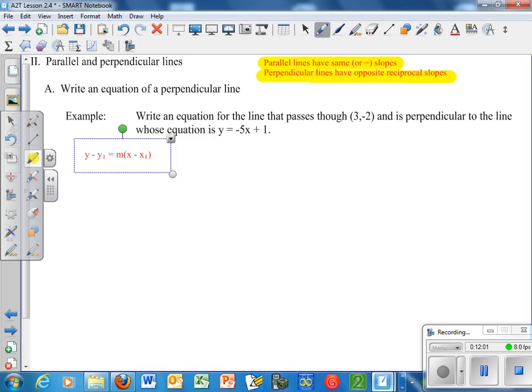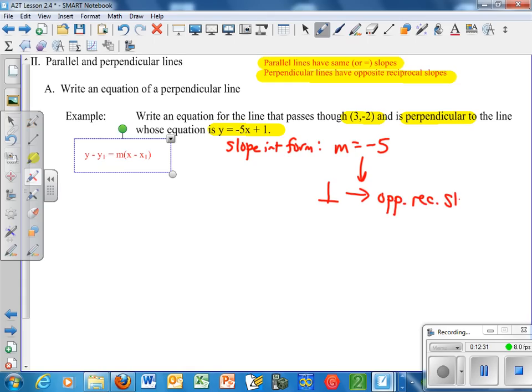So write an equation of a line that passes through 3, -2, perpendicular to this one. Now if you notice, this is in slope-intercept form. So we know the slope from it. If it's not in slope-intercept form, you need to solve it for y, like we did in the last lesson. But here the slope is -5. Now we want perpendicular. So we need to use opposite reciprocal slope to -5. The opposite reciprocal, this is like -5/1, so it'd be positive 1/5.